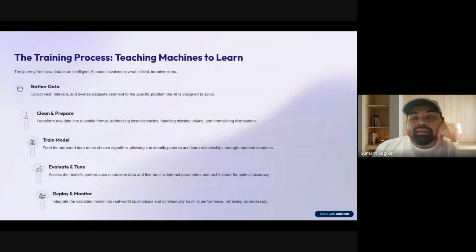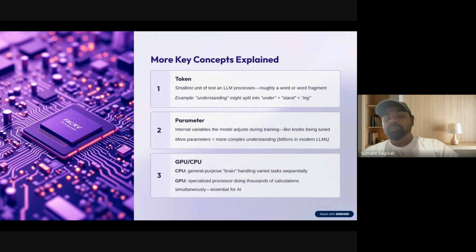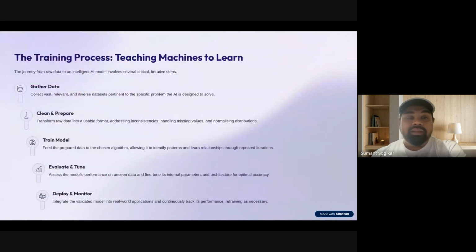Next we jump a bit inside the training process and models. We'll jump into something called token, parameter, and GPU and CPU. So any questions till now as part of the training process?